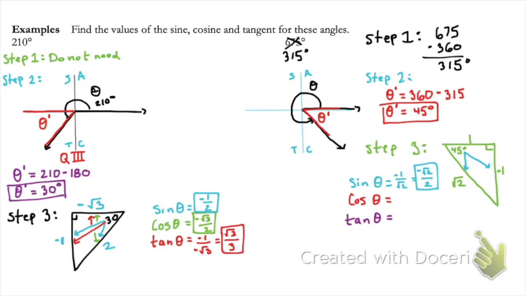So sine, opposite over hypotenuse, -1 over square root of 2. Gotta rationalize. Same with cosine, but this time cosine is positive because we're in the fourth quadrant and 1 is positive. Making our tangent last, -1 over 1, which is -1.